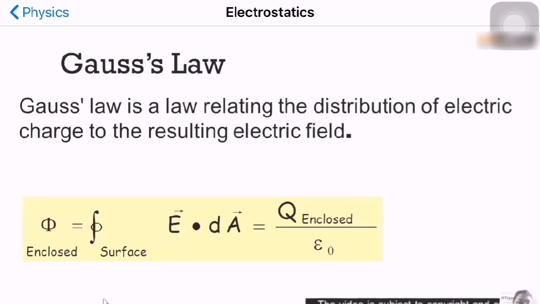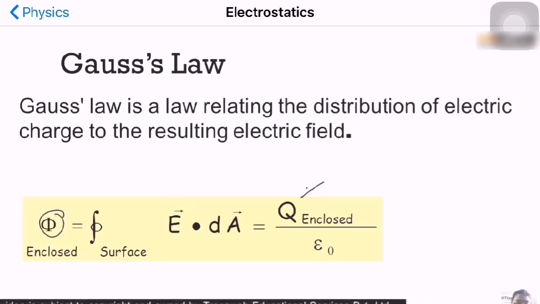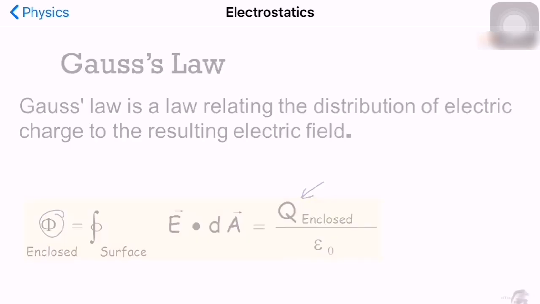So here the flux is defined as phi, and Q enclosed is the charge that is enclosed, because depending upon how many lines are passing through that particular area, it will tell you how much charge is enclosed, divided by epsilon naught. We'll see later on in our next topic how to find the electric field for different surfaces using such a simple law. This law is very, very important.